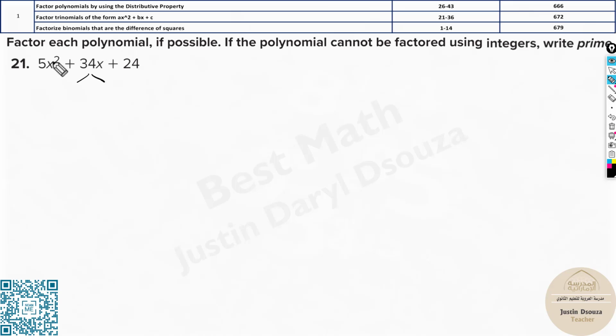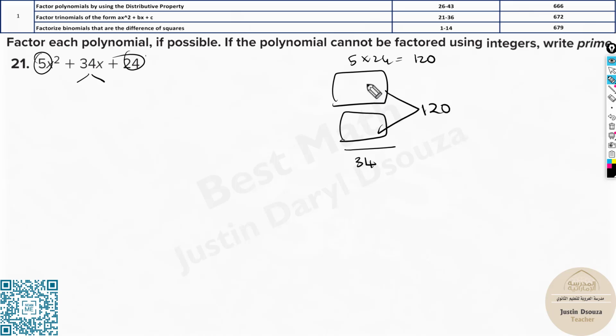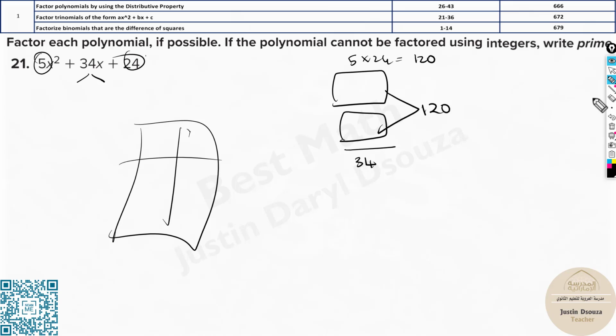So what we do in such cases is, see these 2 terms, the first and the last, a and c terms. We multiply them. 5 times 24 is 120. And what is the middle term? Write it down over here, 34. So we need 2 factors, 2 numbers, such that when you multiply them, the answer will be 120, and when you add them, it will be 34. They also suggest you can do a table and everything, but that is not required. Table is not required. As long as you know the factors, that's more than enough.